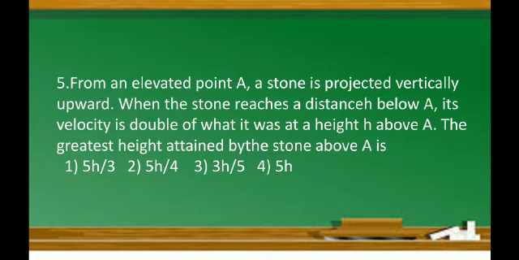Fifth one. From an elevated point A a stone is projected vertically upwards. When the stone reaches a distance h below A, its velocity is double of what it was at the height h above A. The greatest height attained by the stone above A is? Here the options are like this. First one 5h by 3, second one 5h by 4, third one 3h by 5, fourth one 5h.